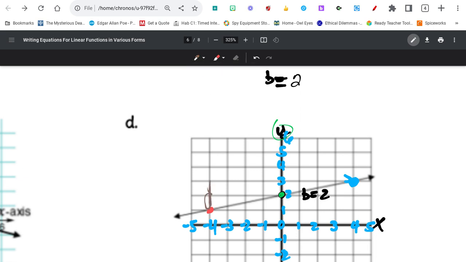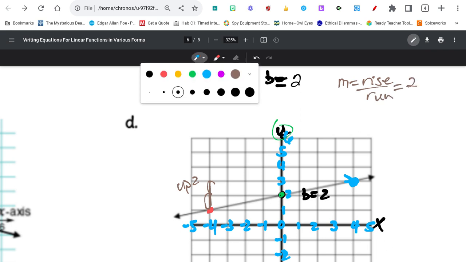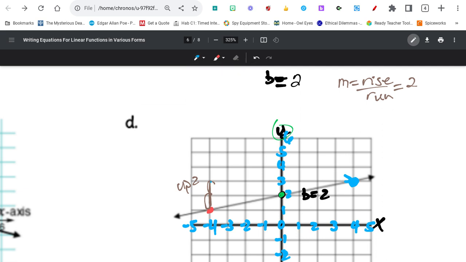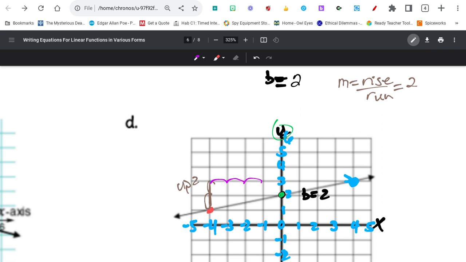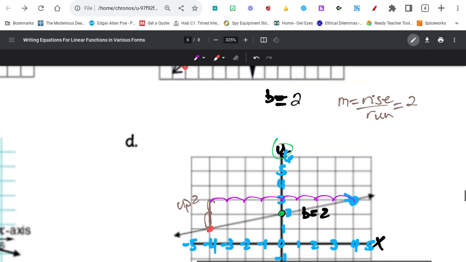So that means I'm up 1, 2. Up 2. So my rise. I'm going to do rise over run. My rise is up 2. And then I'm to the right. I've got to go to the right to get to the blue dot. Let me do this one in purple. 1, 2, 3, 4, 5, 6, 7, 8. So I have to go to the right 8. And that simplifies, you can divide them both by 2. That simplifies to 1 over 4.